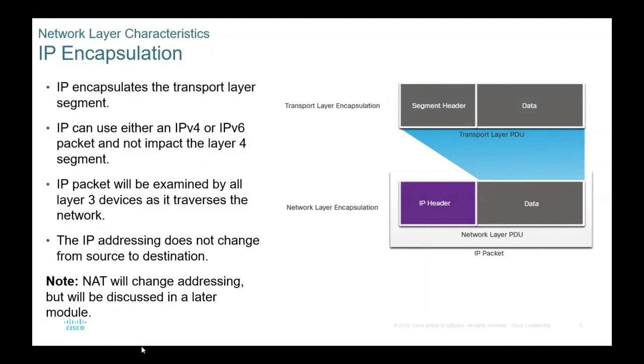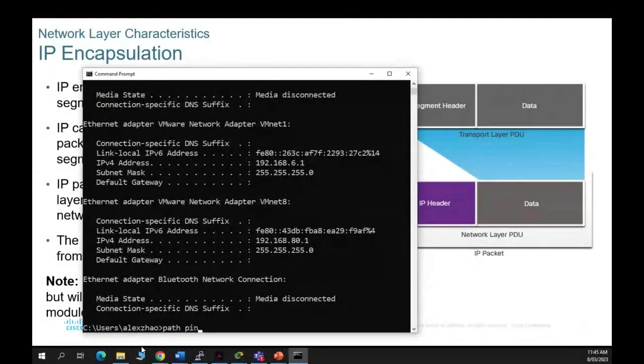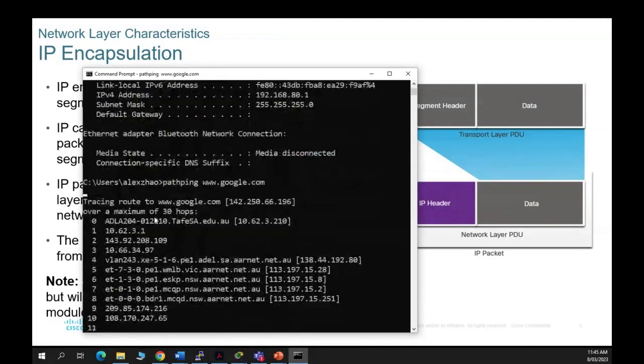So layer 3 devices are the routers. If my computer wants to talk to a computer like Google, it will have to go through our local gateway. And obviously it's not directly connected to the TFSA network. You'll probably have to go to various locations around the place. Let's try pathping. Pathping will do it, but tracert will do it as well. Google.com.